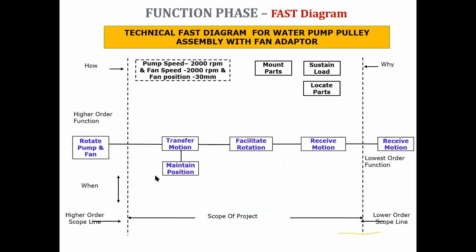And similarly for a water pump, the basic function of a water pump is to transfer motion by maintaining the motion. Why transfer motion? To rotate the pump and fan. How to transfer motion? By rotating the water pump, by receiving the force and by applying the force. This is the design specification of the water pump: 2000 RPM, the fan speed is also 2000 RPM, and the fan position is almost 30 mm. The other functions indicate mounting parts, sustaining load, and locating parts.